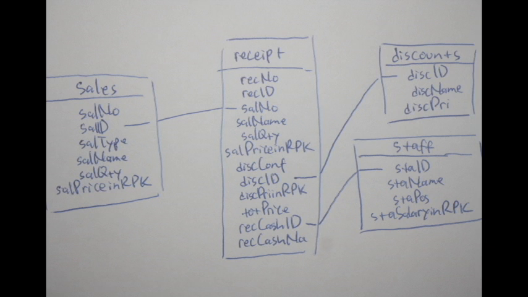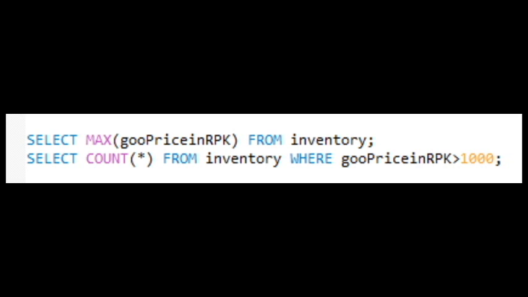Okay, on the DML or data manipulation language that I want to highlight, this is the first one. In the picture there are 2 different lines, the first one being select max GU price in RPK from inventory. What this does is it selects the column GU price in RPK from table inventory and displays its highest value, so it only displays one value.